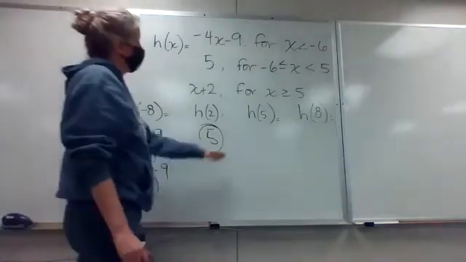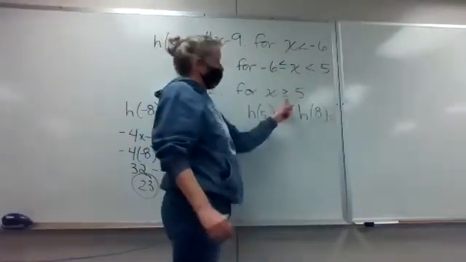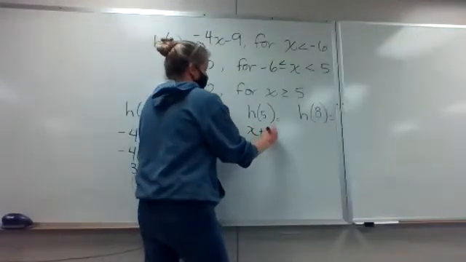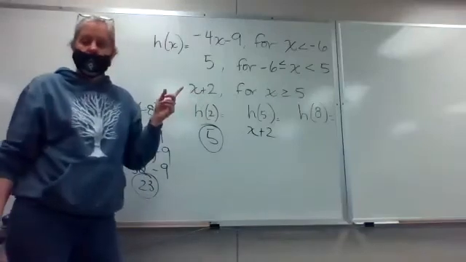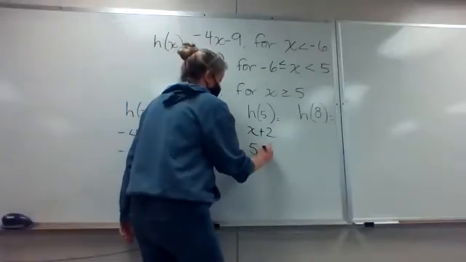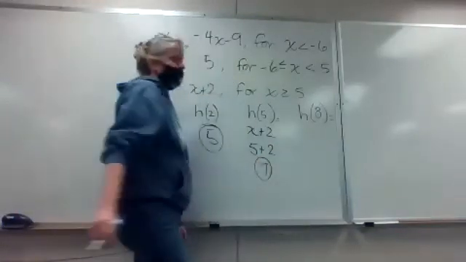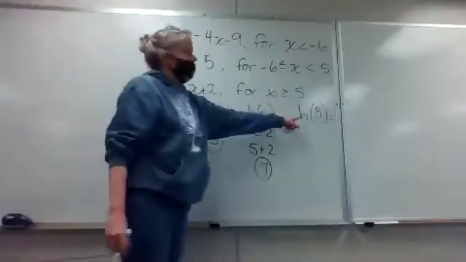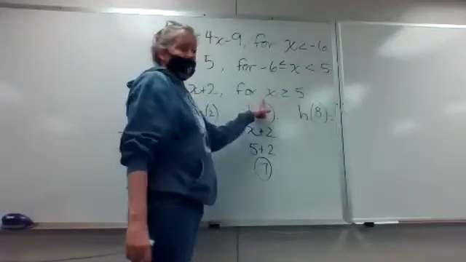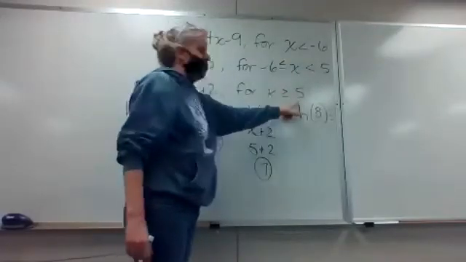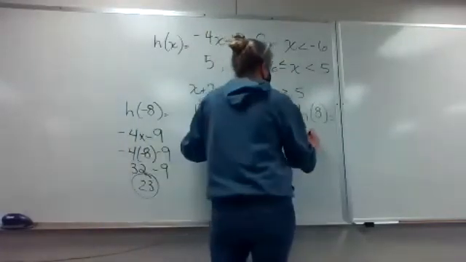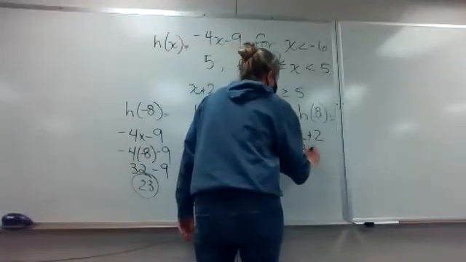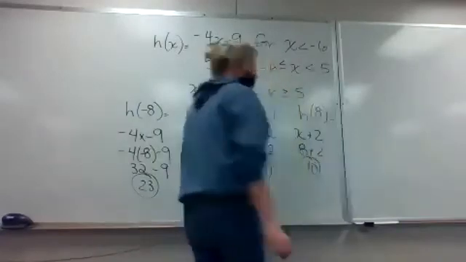h of 5. Let's see, 5's in 2 spots. Look for your equal to bar, which means it goes in x plus 2, which is 5 plus 2, which gives me 7. And 8 also goes here, right? Because 8's greater than 5. So it also goes into x plus 2, which plug it in, 8 plus 2, which gives me 10.